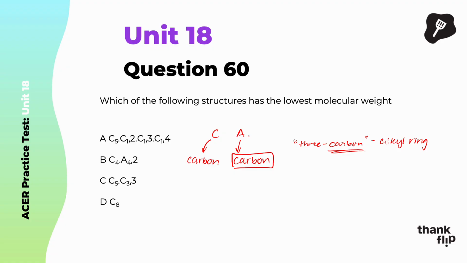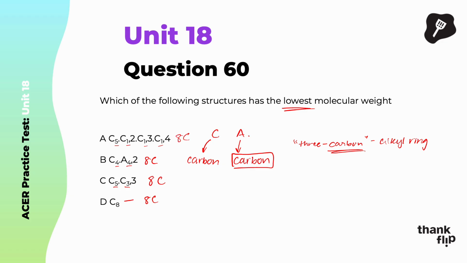So we don't even need to calculate the specific molecular weights. All we have to do is count the number of carbons, and whichever one has the most number of carbons is going to have the most molecular weight. Whichever one has the least number of carbons is going to have the lowest molecular weight. So over here we have 8 carbons. Over here we have 8 carbons as well. Over here we have 8 carbons as well, and over here we also have 8 carbons.